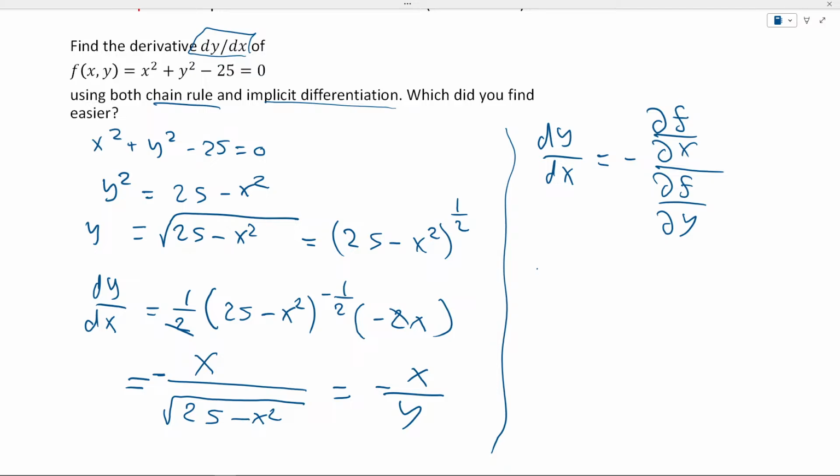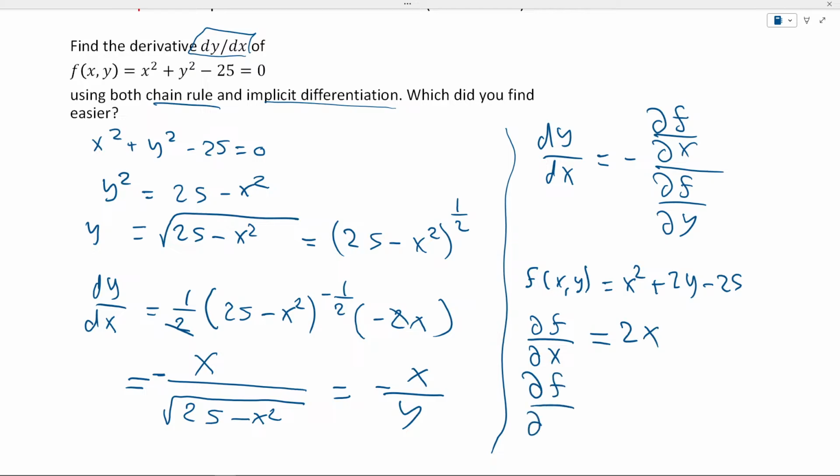So now this is my function, f of x, y is equal to x squared plus y squared minus 25. That's my function. And what is partial f with respect to x? Partial f with respect to x is equal to 2x. What is partial f with respect to y? Because remember that's constant, so that will go away and that will go away.